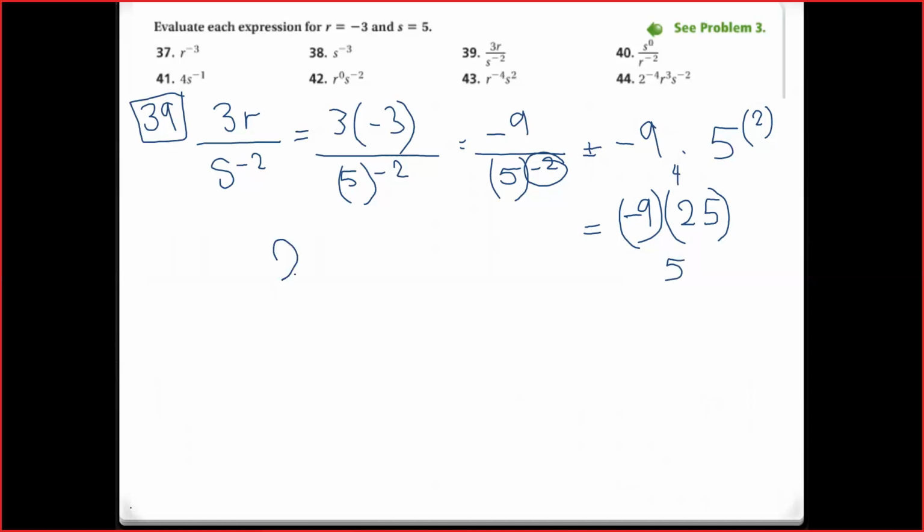Here you have 25 multiplied by 9. 9 times 5 is 45. 9 times 2 is 18, plus 4, 22. And the negative sign. Exactly. The final answer here is -225.